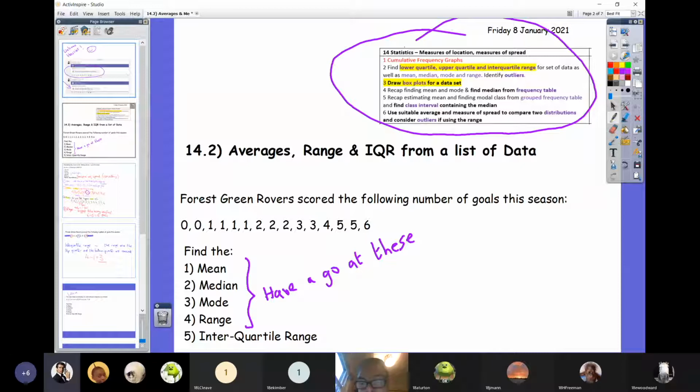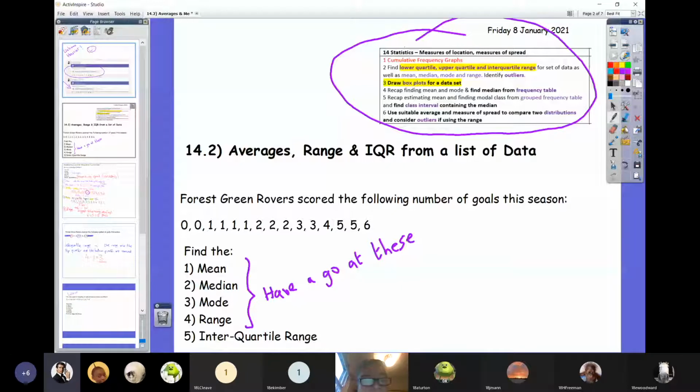I'm going to give you a few minutes to see if you can remember how to work out the mean, median, mode, and range. Don't worry about the interquartile range. I'll go through that with you again. We touched upon it when we did cumulative frequency graphs, but I want to remind you about that. Can you try and work out the mean, median, mode, and range from those numbers?